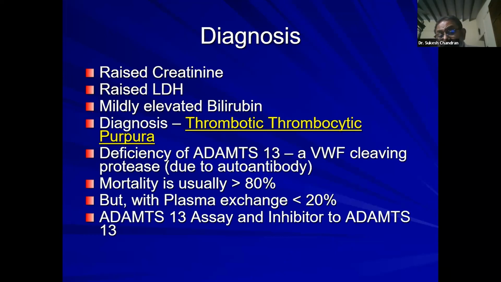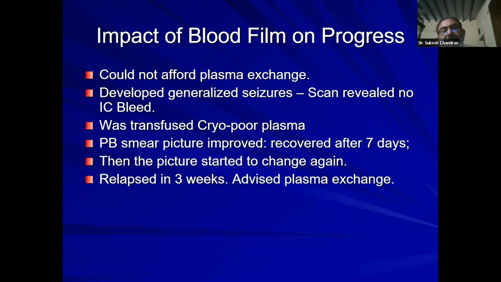Mortality is usually more than 80%, but if you start plasma exchange, you can bring it down to less than 20%. Now, you must realize that this lady could not afford plasma exchange. She developed generalized seizures, but there was no intracranial bleed. That's because there are CNS symptoms in patients with TTP. She was transfused cryopoor plasma. The peripheral blood smear improved. The patient improved, recovered after 7 days, and was discharged.